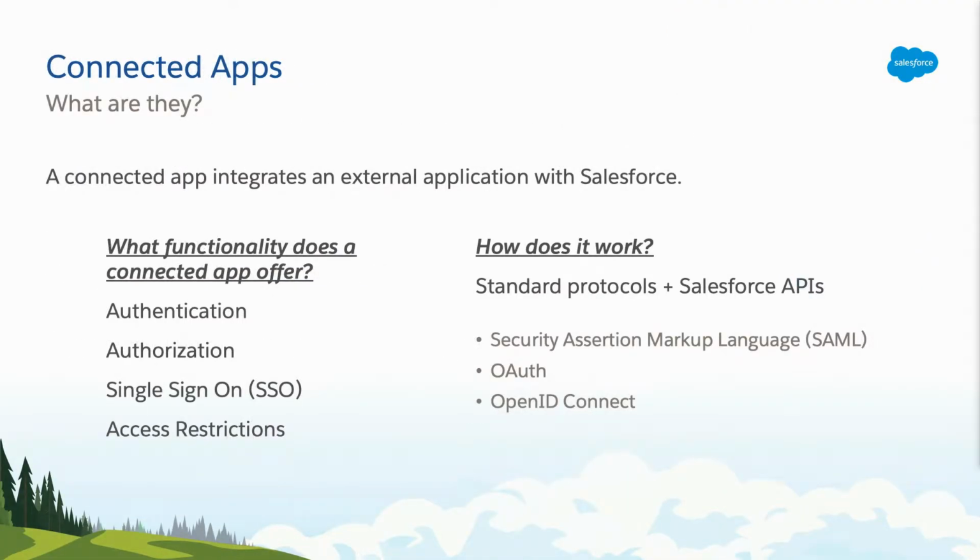So connected apps, what are they? Hopefully, you're familiar with apps that run on the Salesforce platform. That's things in your org that are built with Apex, Visualforce, Lightning components. Now, connected apps are a similar concept, but they don't run directly on the platform. They are connected to the platform using Salesforce APIs. That's why we've named them connected apps.